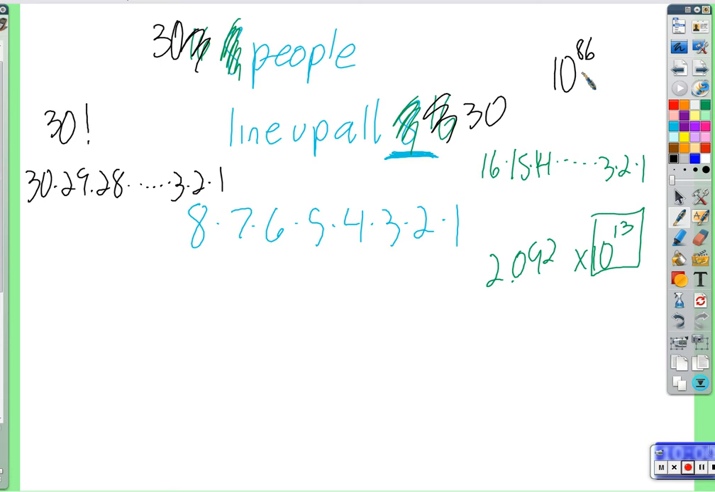I just want to talk about this then. What does n factorial mean? N stands for some number, 30 or 16 or 8. You multiply all the way down to 1. It's n times the number before that, times the number before that, all the way down to 1. Well, that would be n times what comes before n?